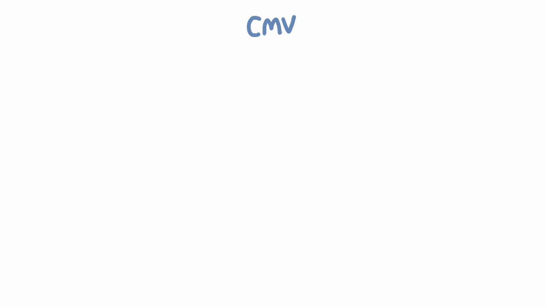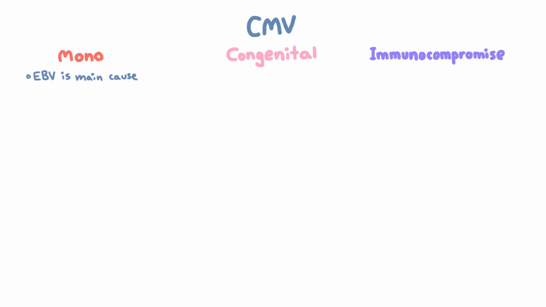So now let's talk about the major clinical syndromes that CMV can cause. The three main ones are infectious mononucleosis, congenital disease, and disease in immunocompromised hosts. Now, Epstein-Barr virus, or EBV, is the most common cause of infectious mononucleosis, or mono. So we're going to talk about mono when we talk about EBV. But just remember that CMV causes almost 10% of mono cases.